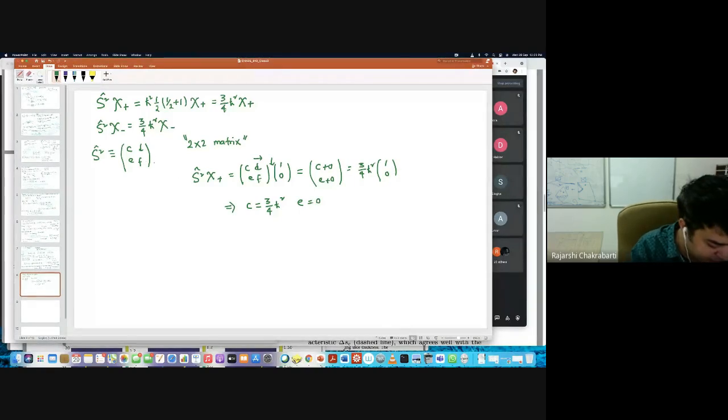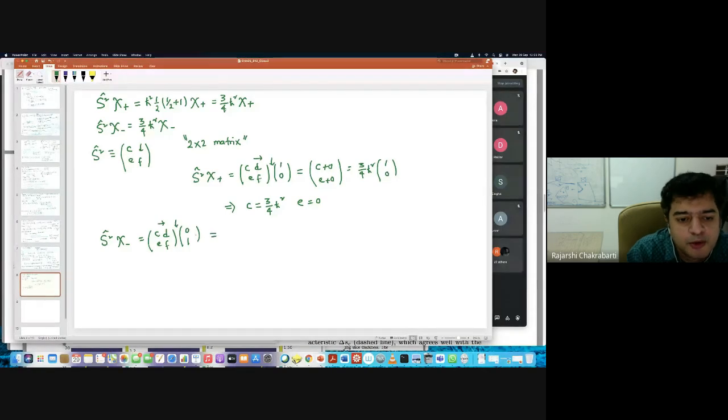Now you got C and E. How do you get D and F? Any idea? In that case, you have to operate S square on chi minus, which is C, D, E, F operating on 0, 1. What am I going to get? C into 0 is 0 plus D, E into 0 is 0 plus F, and the whole thing is equal to 3 by 4 h cross square times 0, 1. And this tells you that D equals 0 and F is equal to 3 by 4 h cross square.